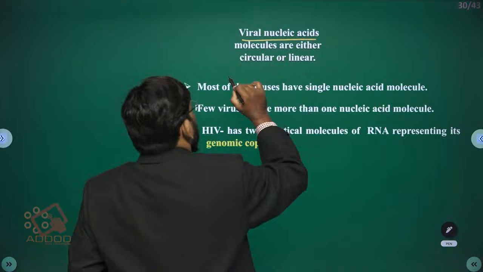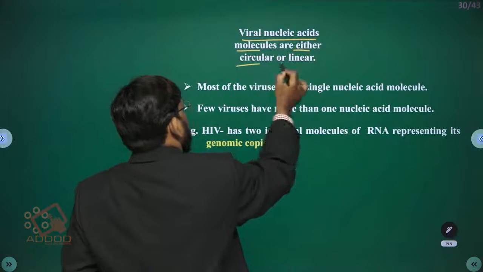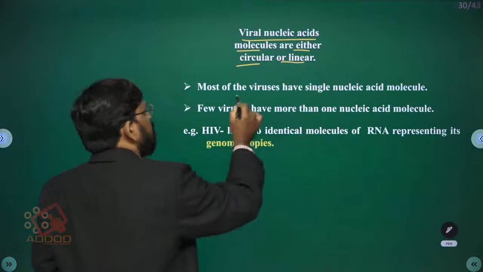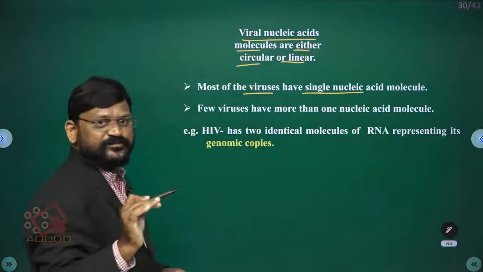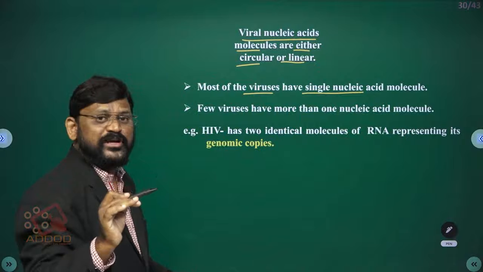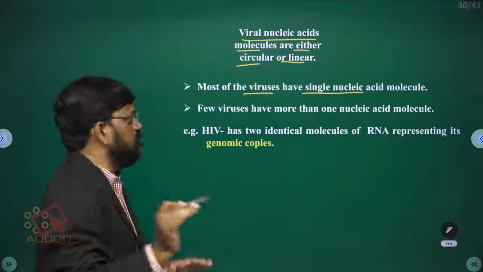So viral nucleic acid molecules are either circular or linear. Most viruses have a single nucleic acid, and that nucleic acid may be RNA or DNA, but never both.